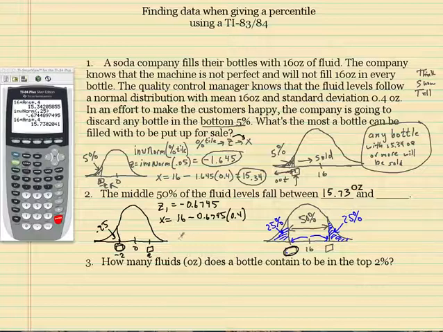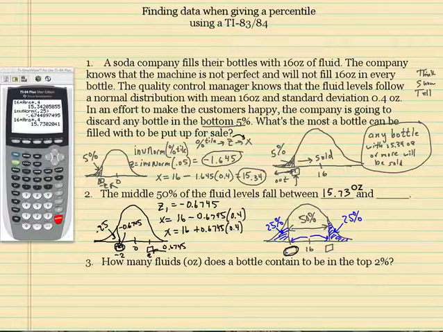So this one right here is 15.73. To do the other one, instead of subtracting, I'm going to add. So the next one's going to be x equals 16 plus 0.6745 times 0.4. Like I said before, this one here, that z is negative 0.6745, where this one here is the same thing, but just positive. So you're adding that many standard deviations, and you're subtracting that many standard deviations.